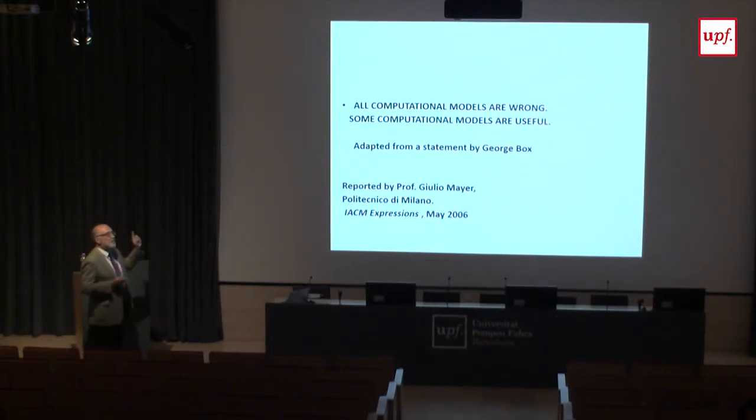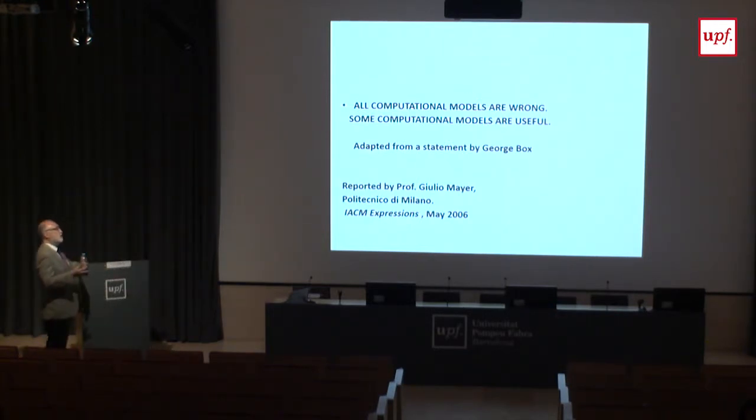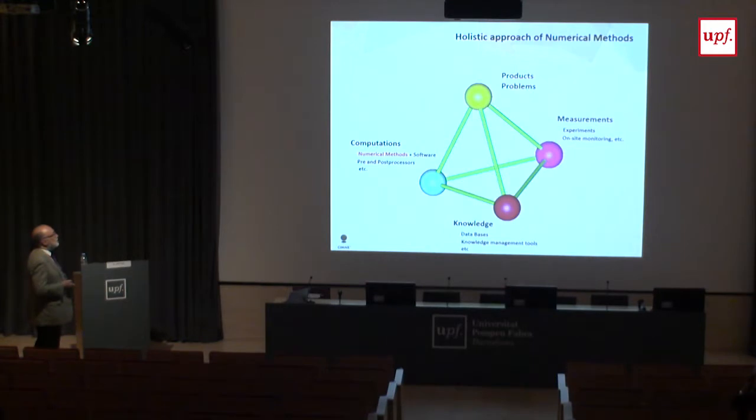Also, this is a very important sentence. We have to be modest and not really be tied to any numerical method. We are all the time trying to marry, bring together methods, because we know that there is no such thing as a perfect numerical method. This is a statement from George Box, who is an economist. He was referring to models in economy, but I took this sentence and adapted it. So the usefulness of the method is what counts, if they are useful.